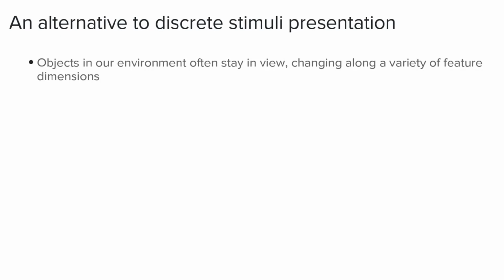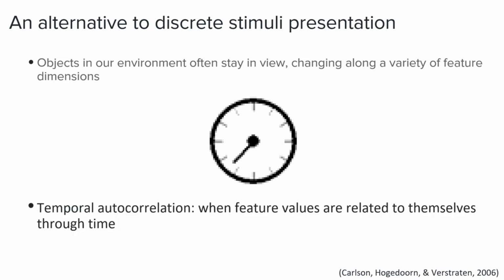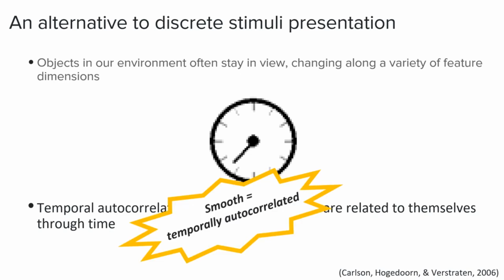However, information doesn't always abruptly onset. As a simple example, if you were monitoring this clock face, the object appears to evolve over time rather than being replaced by a new object at each time step. This is temporal autocorrelation, where the feature values of an object are related to themselves in time. And going forward, I'm going to refer to temporally autocorrelated as smooth.